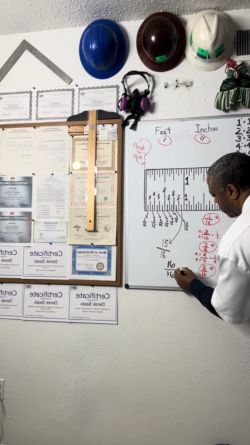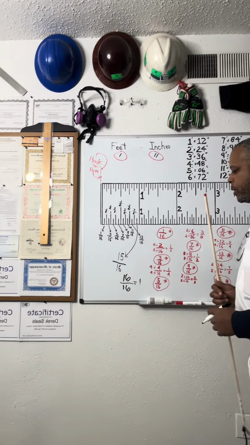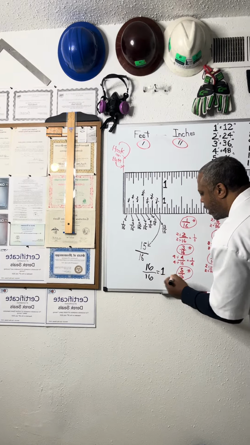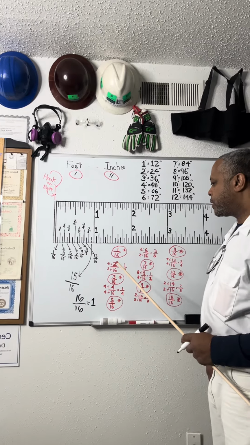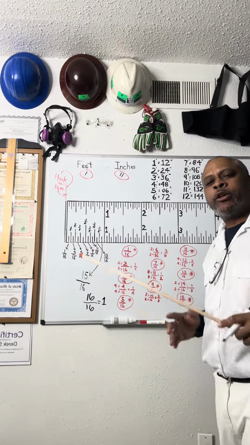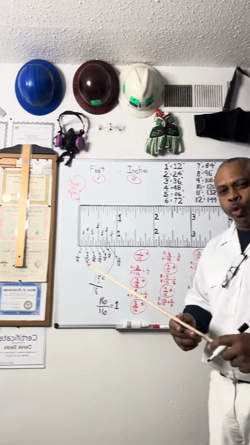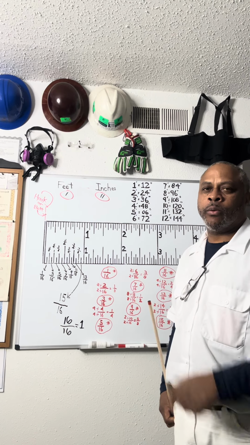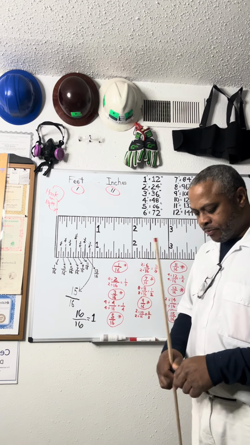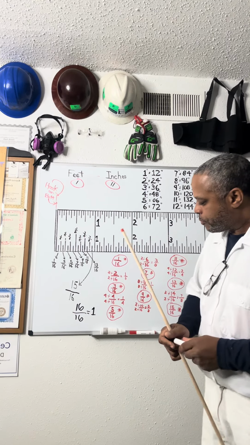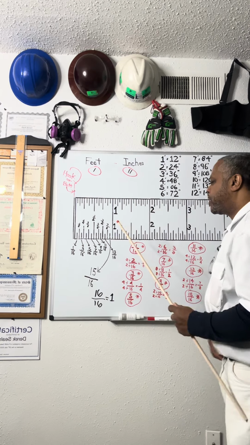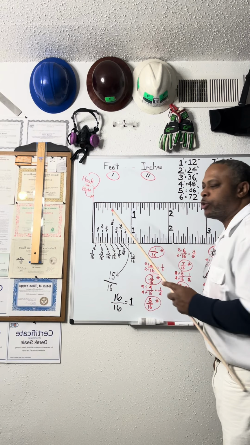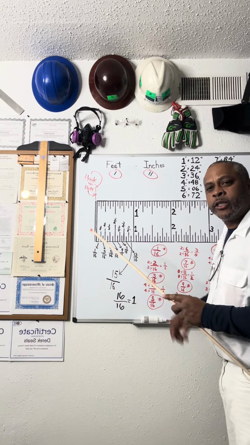16 16ths equals 1. Every time you have a number that requires to be 16 over 16, 2 over 2, and mathematics is always equal to 1 whole. That's mathematics. It's not going to change. So with that being said, let's go back. 1/16, 2/16. 2/16 is 1/8.